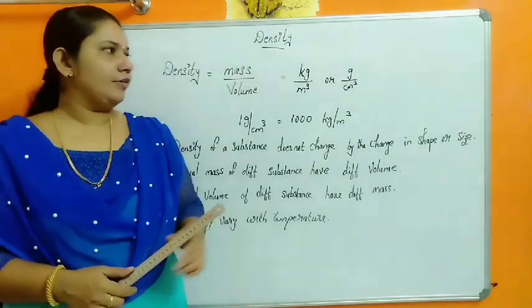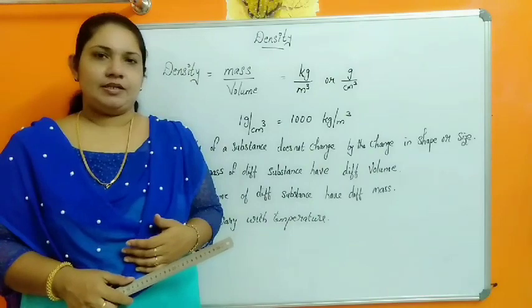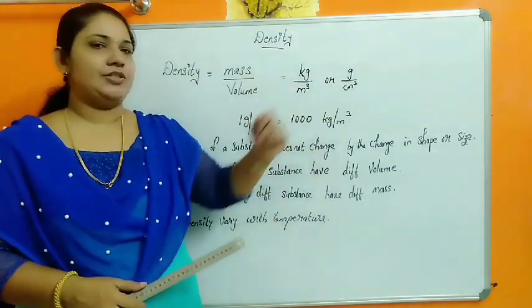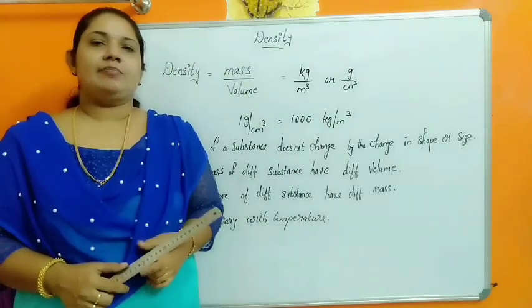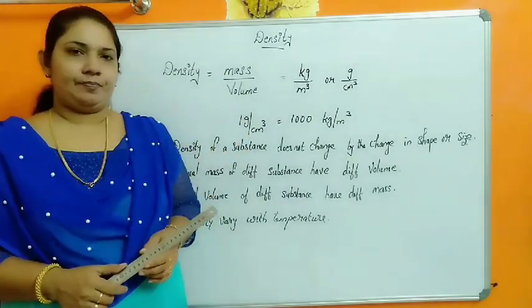Hi everyone. Now we are going to study in detail about density. What do you mean by density? The formula for density, its SI unit, its CGS unit. So density can be defined as a ratio of mass to its volume.